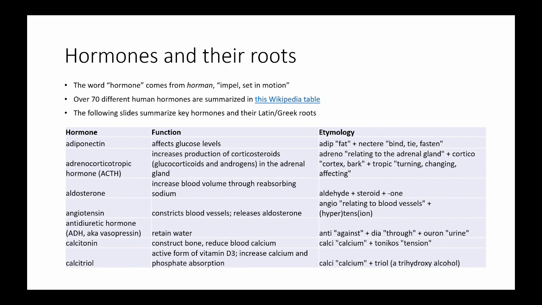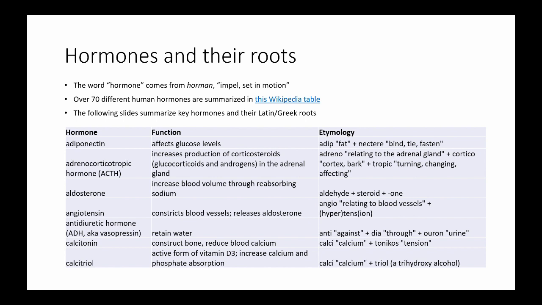The hormone adiponectin affects glucose levels and comes from adip meaning fat and nectare meaning bind, tie, or fasten. Adrenocorticotropic hormone, or ACTH, increases production of corticosteroids in the adrenal gland. Adrenocorticotropic comes from adrenal, meaning relating to the adrenal gland, plus cortico, meaning cortex or bark, referring to the adrenal cortex, plus tropic, meaning turning, changing, or affecting.